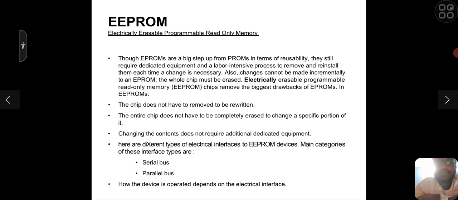In an EEPROM, the chip does not have to be removed to be written, and the entire chip does not have to be completely erased to change a specific portion of it. Changing the contents does not require additional dedicated equipment.